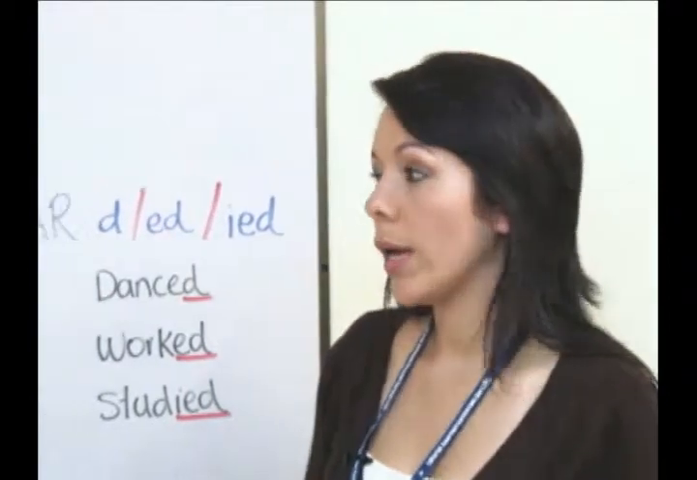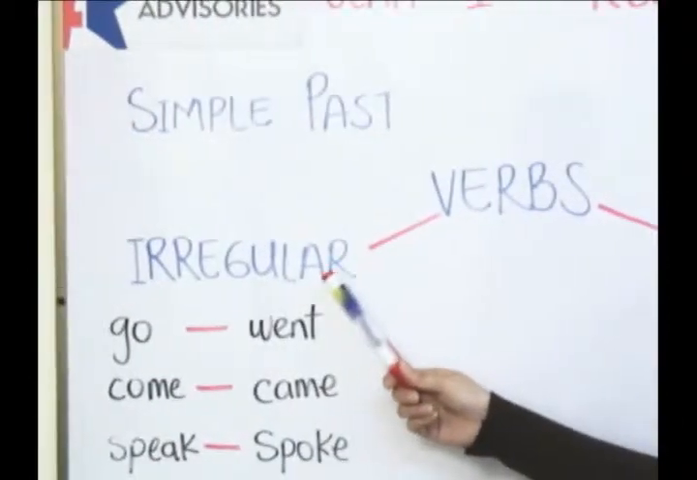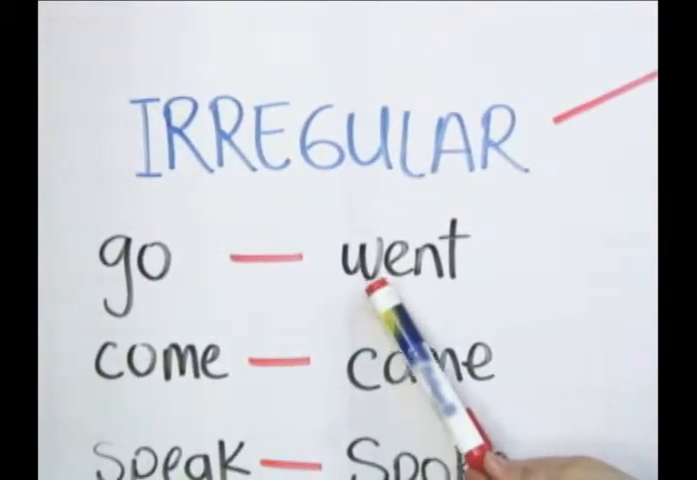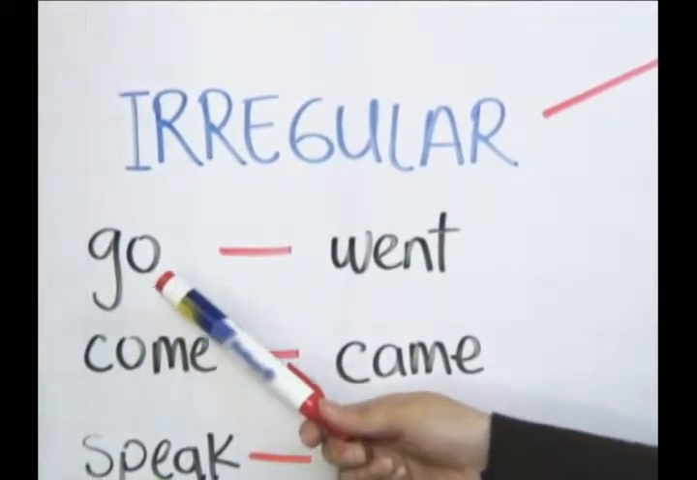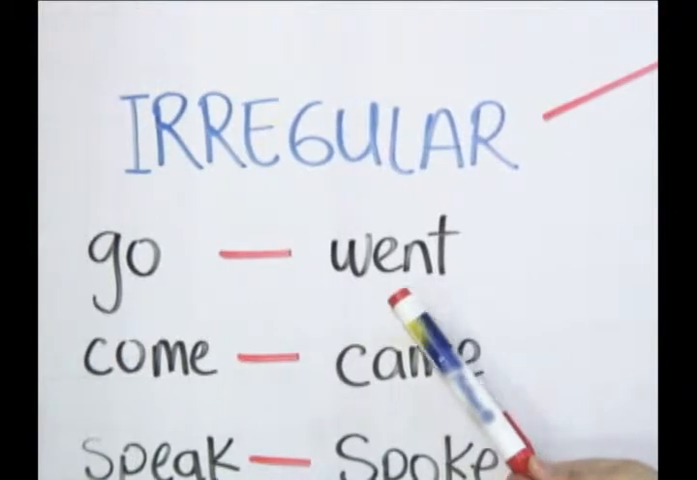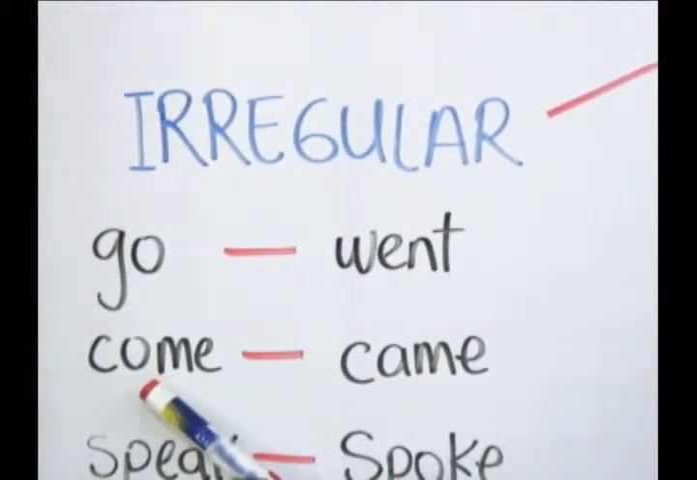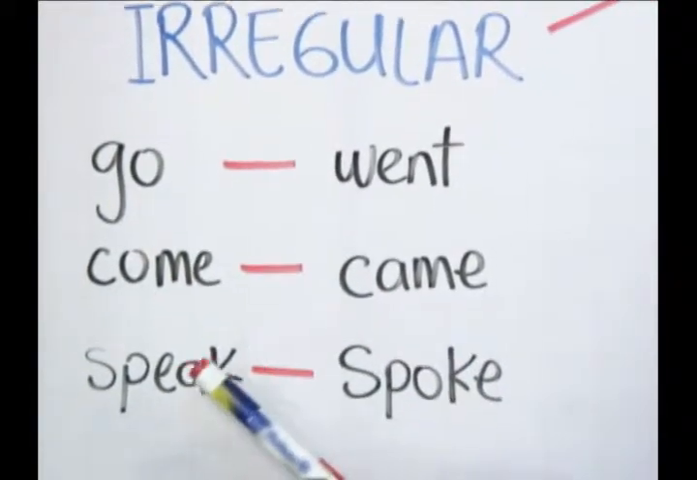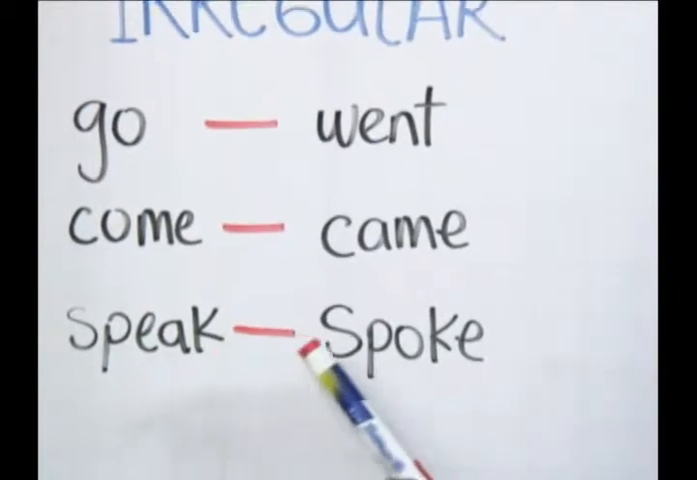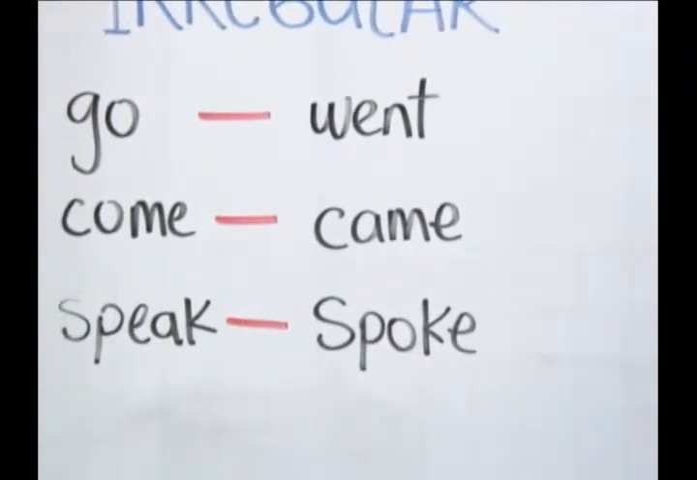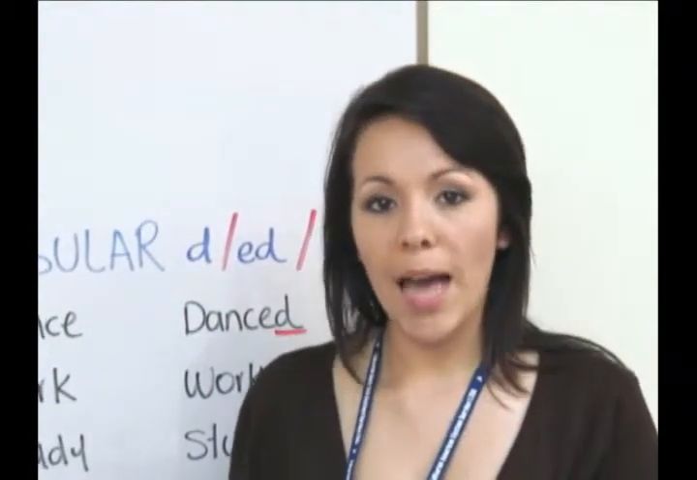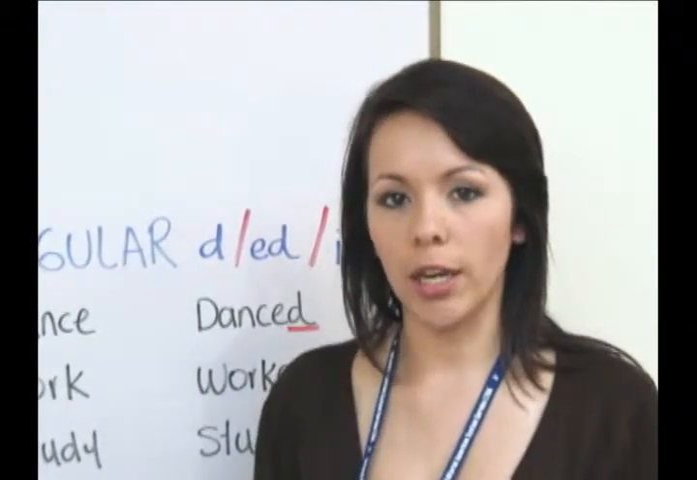In English we have regular and irregular verbs. So in irregular we have a difference between present and past. In present you say go, and in past you say went. In present you say come, and in past you say came. In present you say speak, in past spoke. So, you see, the difference between present and past is that they totally change.